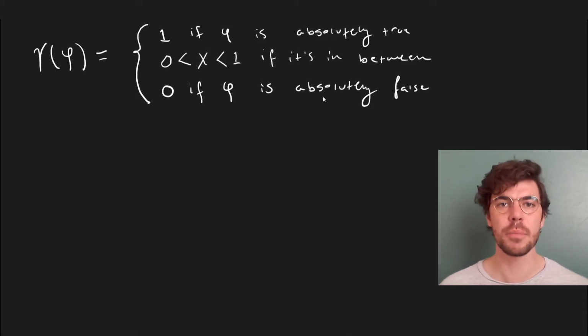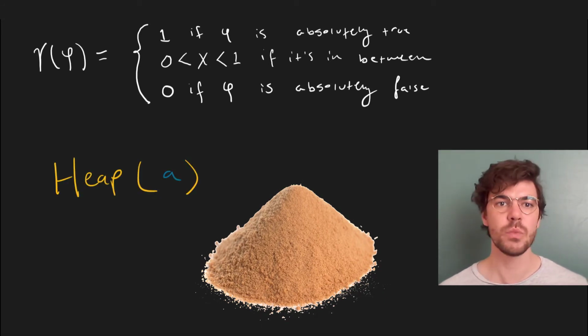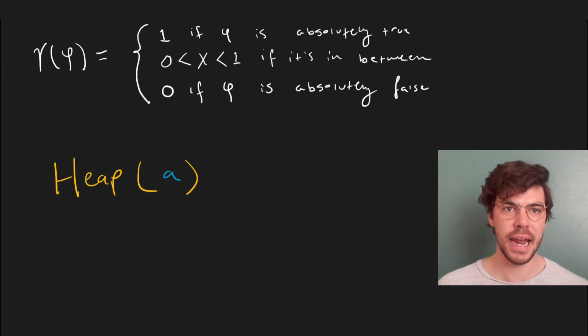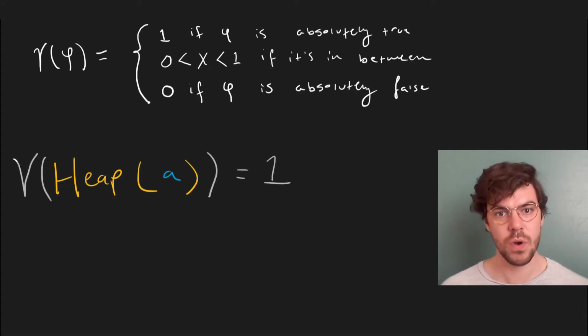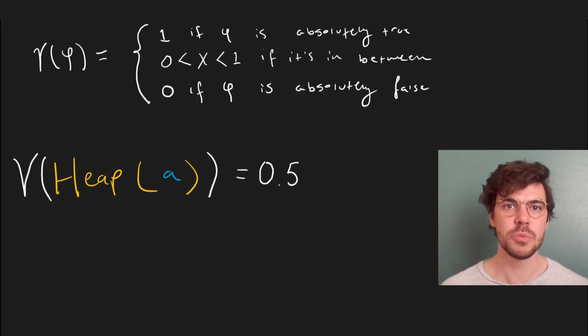So if we recall our predicate heap, which we discussed in an earlier video, and we say that A is a heap, well, if we go removing grains bit by bit, it'll go from being an absolute heap, that is to say the value of the claim that A is a heap will go from being 1 to being, say, somewhere in the middle. Let's say it's half a heap, or it's half true that it's a heap, to being eventually no longer a heap whatsoever.